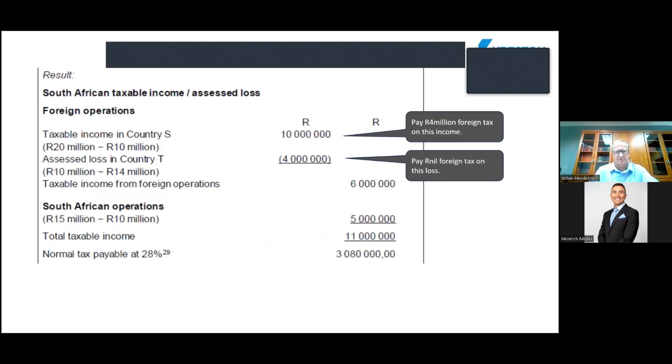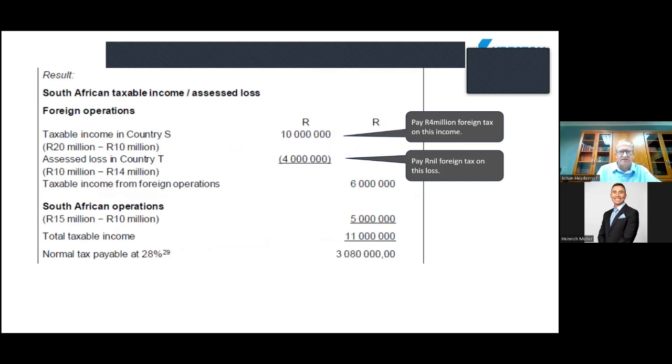So let's do the calculation. And again, as I said, you've got to pool the foreign operations and the South African operations. The foreign operations, I'm operating in country S. What happens in country S? There's 10 million Rand taxable income, on which I've paid 4 million Rand of foreign taxes. I've got an assessed loss in country T, which now reduces that amount. So my taxable income from foreign operations is 6 million Rand. My South African operations is 5 million Rand. And the tax on my combined is 3080.